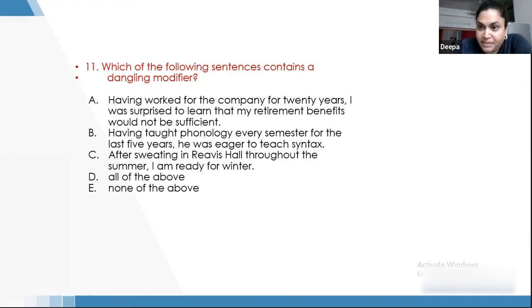Having worked for the company for 20 years, that is a phrase. And I was surprised, makes sense. So that is right. Having taught phonology every semester for the last 5 years, he was eager, makes sense. After sweating in Revis Hall throughout the summer, I am ready. This makes sense. So therefore, none of the above has the dangling modifier problem.